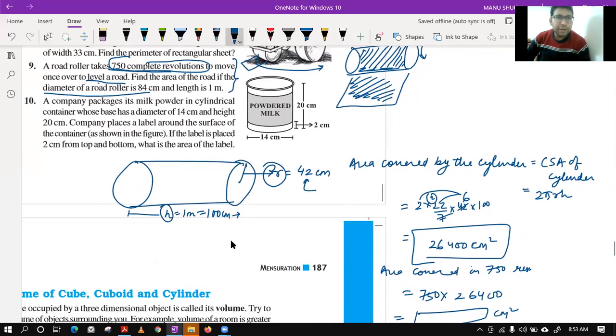A company packages its milk in a cylindrical container whose base has diameter 14 centimeter, okay, and height is 20 centimeter, fine. So this is the container for milk.